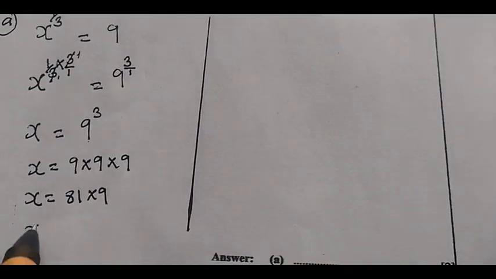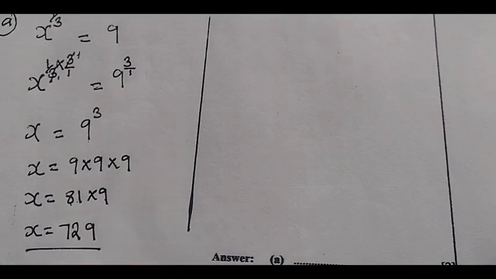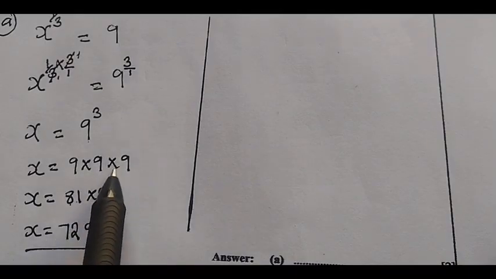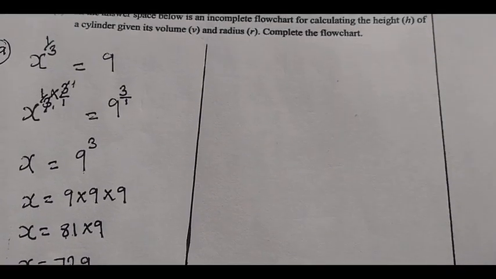So what will be our final answer? Just multiply 9 times 1, it's 9. 9 times 8, this is 72. So when you multiply 9 times 9 times 9, you're going to get 729. That will be the value of x.